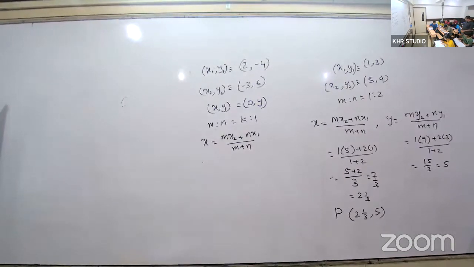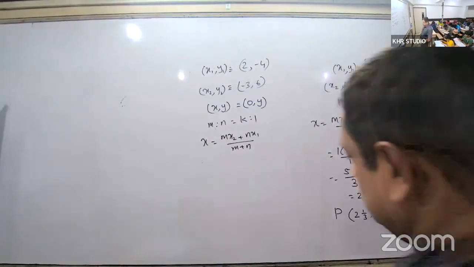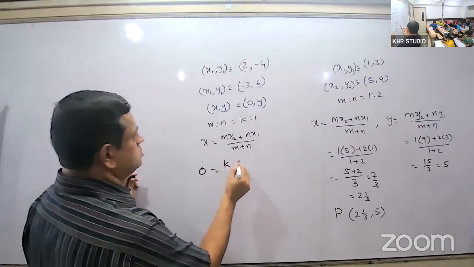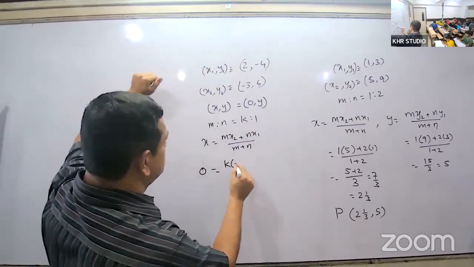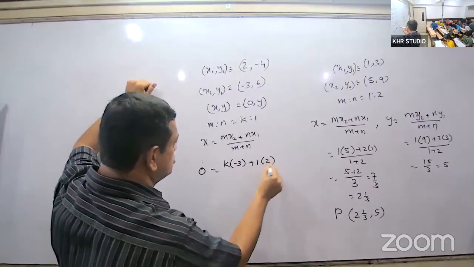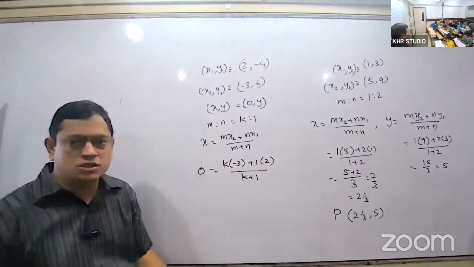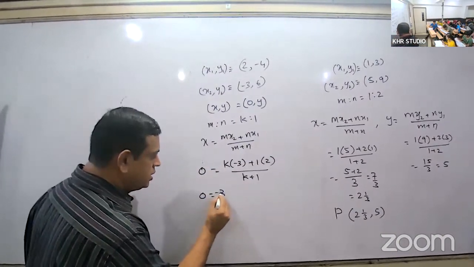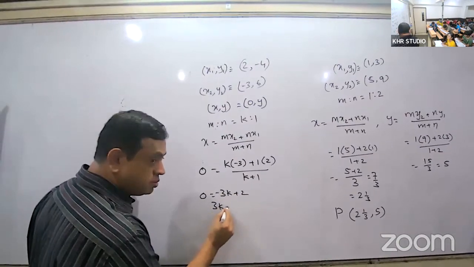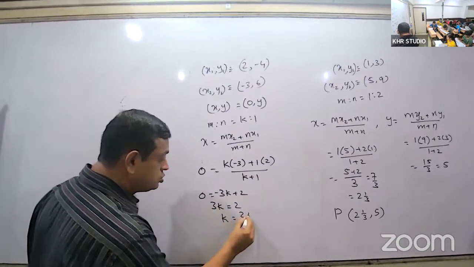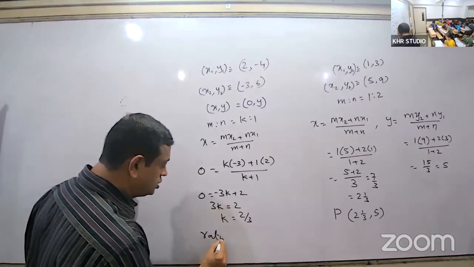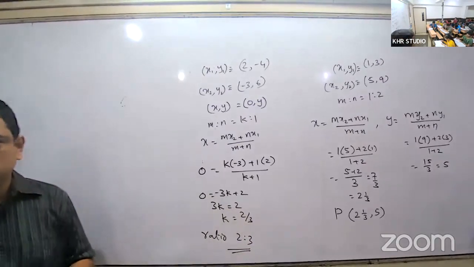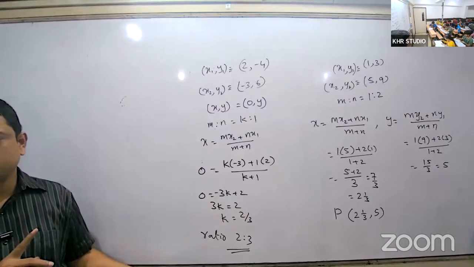On the left side, substitute the value. 0 is equal to K times x2, where x2 is minus 3, plus 1 times 2, divided by K plus 1. This is the first step. Did you write this one? Then cross multiply: 0 equals minus 3K plus 2. K is 2 by 3. Therefore, the ratio is 2 is to 3. Check the steps. Be careful in doing them.